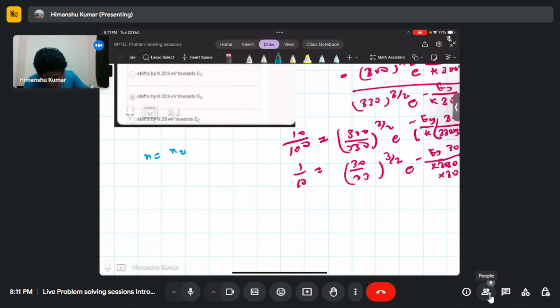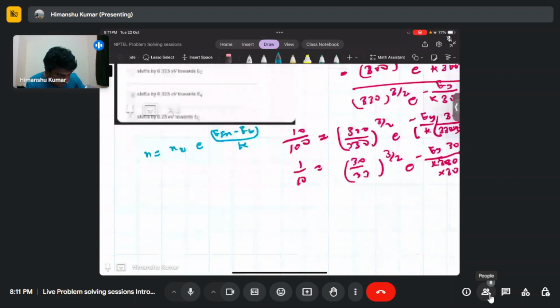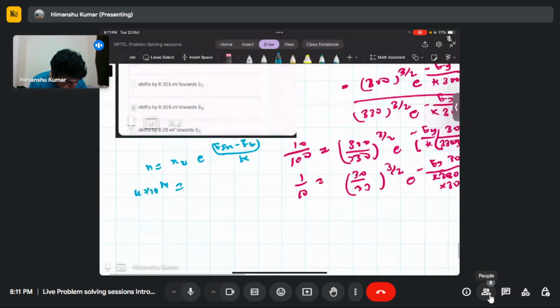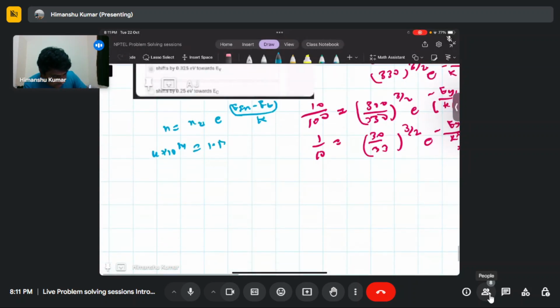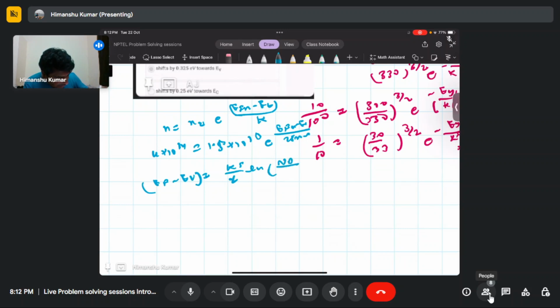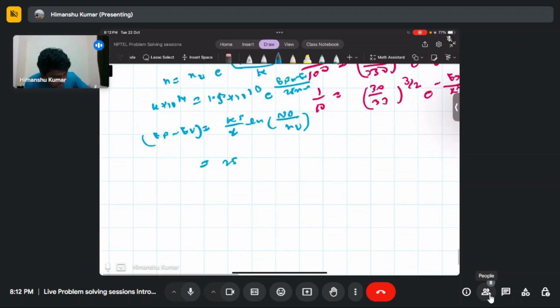N equals Ni times exponential of EFN minus EI by KT, so basically you are given N. So N you can put as 4 into 10 power 14, equals Ni is given as 1.5 into 10 power 10, exponential of EFN minus EI by 25 milli electron volt. So this you will calculate: EFN minus EI will be equal to KT by Q ln ND by Ni, and that basically equals 26 milli electron volt times ln of 4 into 10 power 15 divided by 1.5 into 10 power 10.